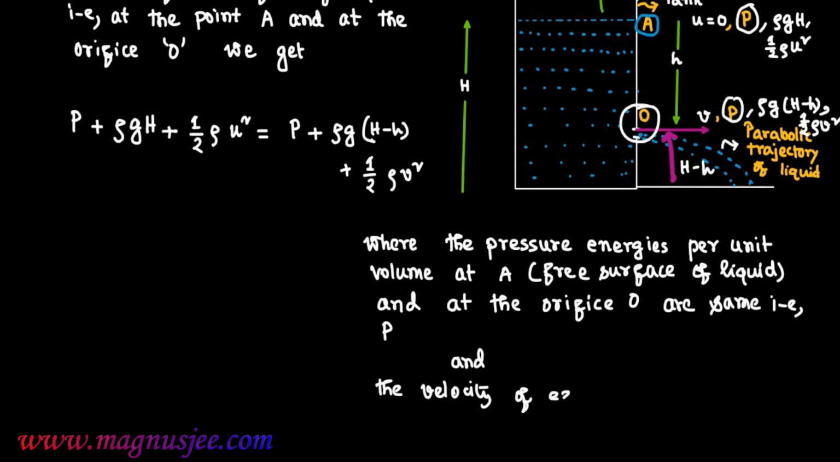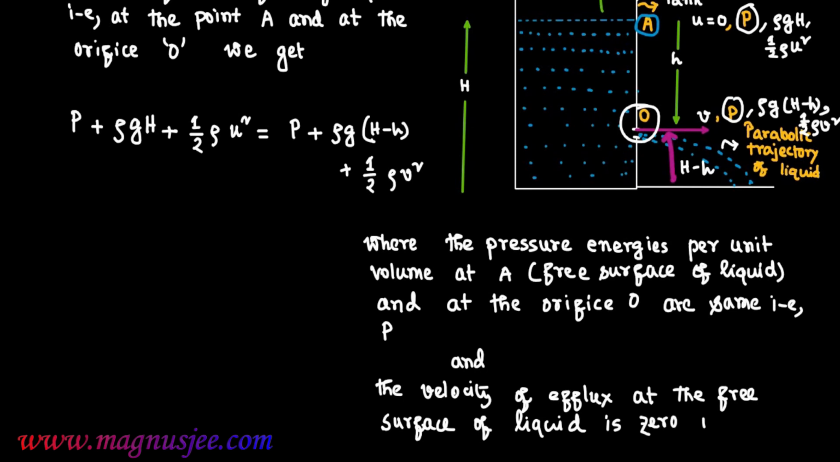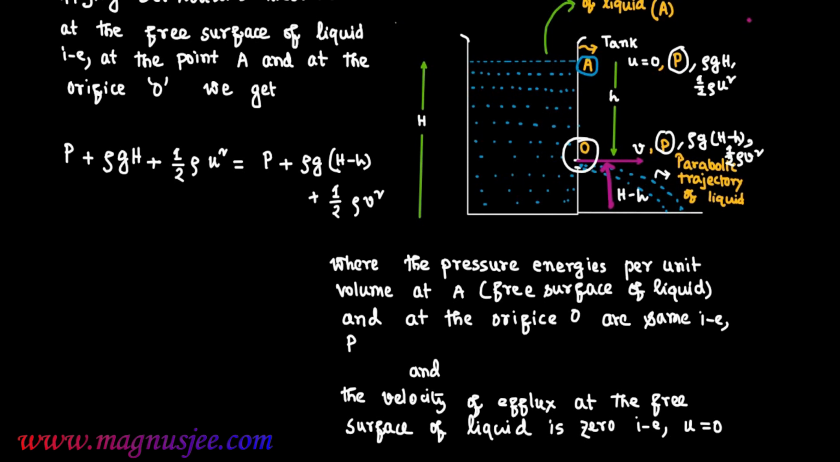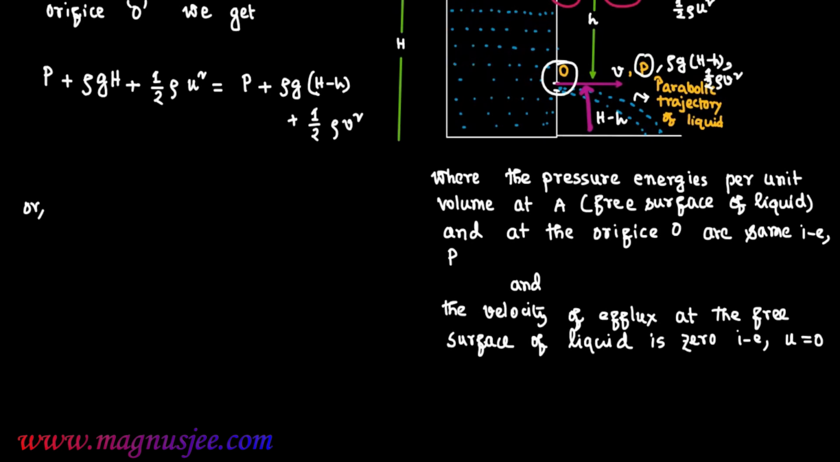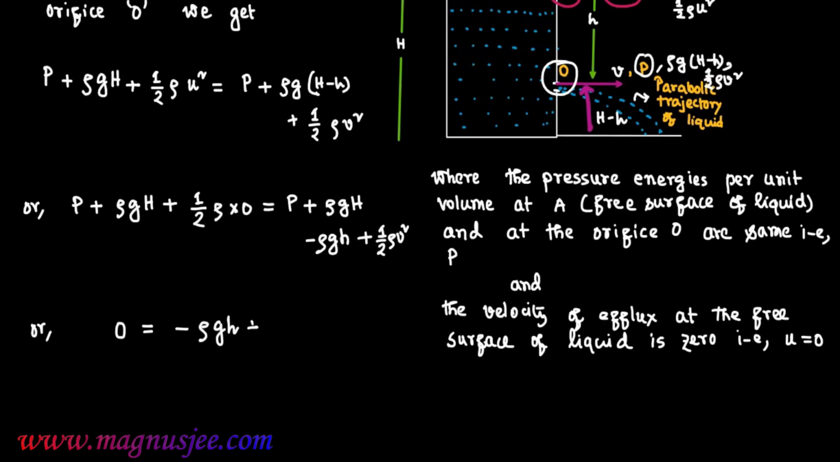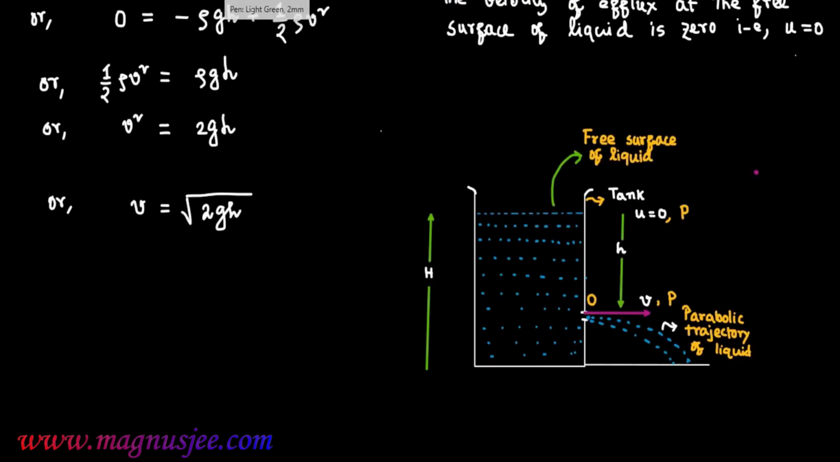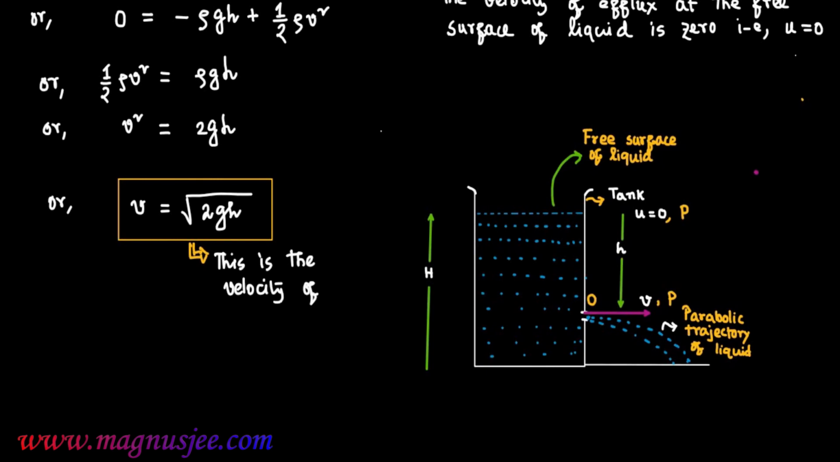The velocity of efflux of liquid at the free surface is zero, that is small u equal to 0 at the point A. So P plus rho gH plus half rho into 0 equals P plus rho gH minus rho g small h plus half rho v square, or 0 equals minus rho gh plus half rho v square, or half rho v square equals rho gh, or v square equals 2gh. Therefore v equals root over 2gh.